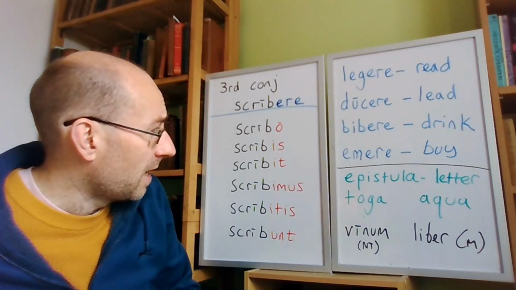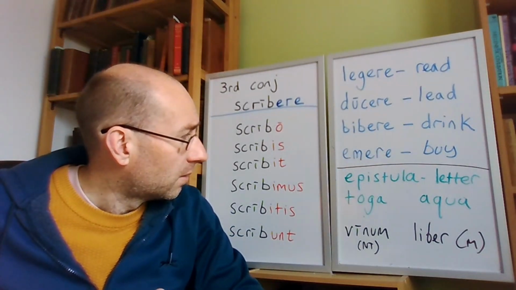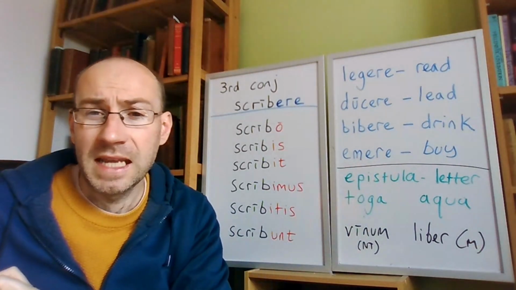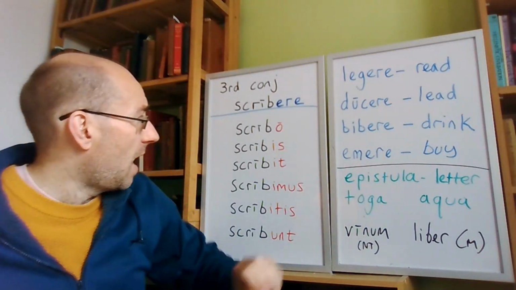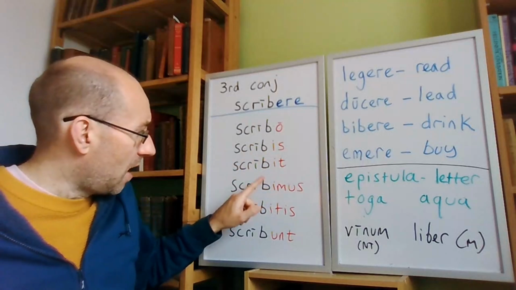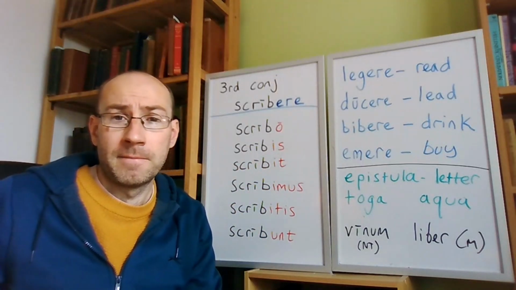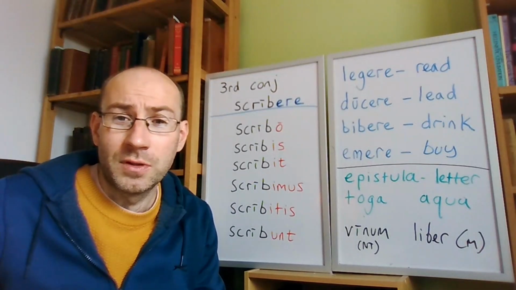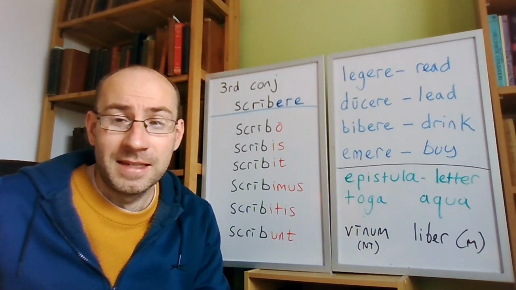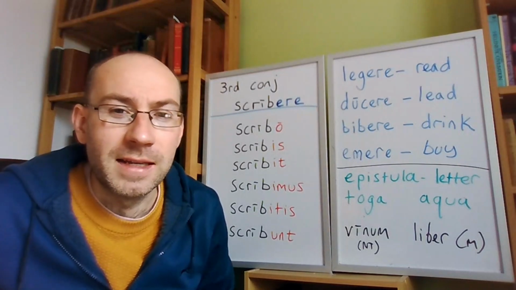And the last one for today is emere, to buy. Emere. Take off the ere. The stem is a short one, it's em. Emo, I buy. Emis, emit, he, she buys. Emimus, emitis, emunt. Again, emo, emis, emit. Emimus, emitis, emunt. Emo, emis, emit. Emimus, emitis, emunt. Right, let's see how quickly you can do this.